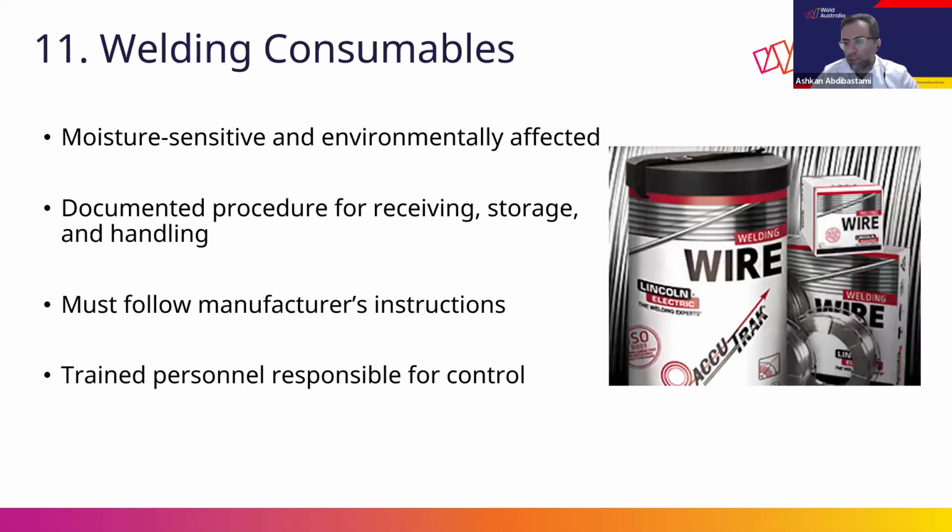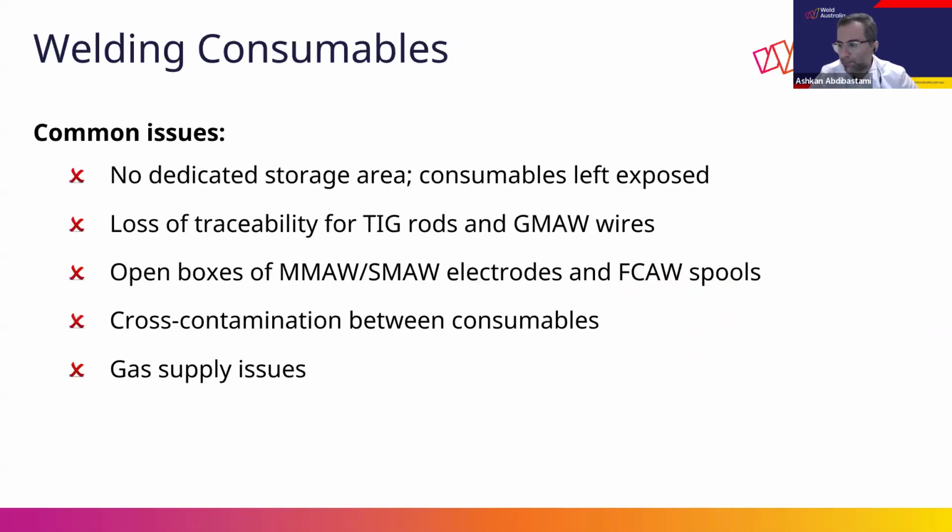Clause 11, welding consumables. Control of consumables is critical, especially when they are affected by environmental conditions like moisture. A documented procedure must cover how consumables are received, stored, and handled. Staff involved must be trained and always follow the manufacturer's guidelines, I mean the consumable supplier guidelines, because those guidelines define how they need to store and handle it.